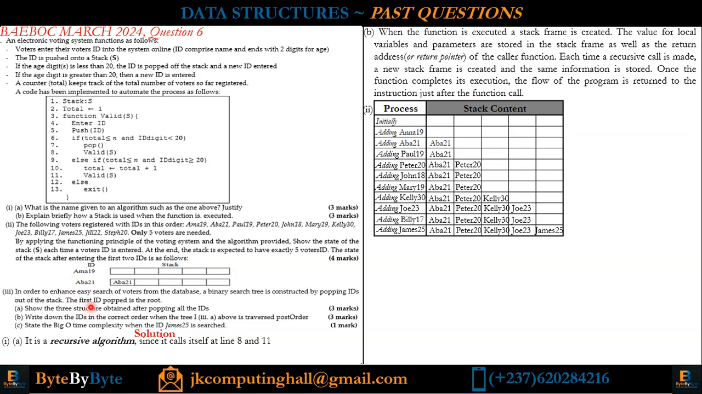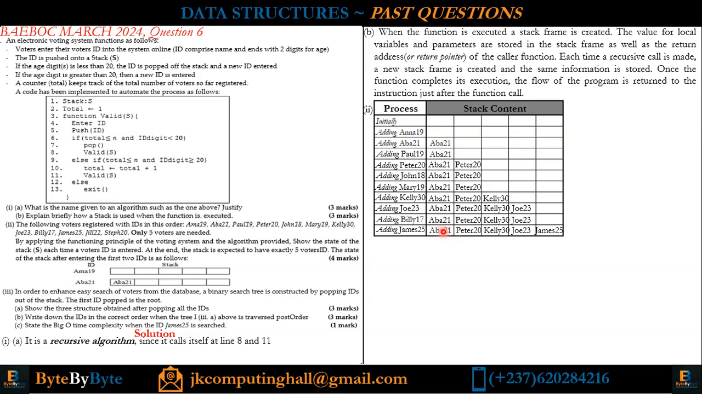Sub 3. In order to enhance easy search of voters from the database, a binary search tree is constructed by popping IDs out of the stack. The first ID popped is the root. Now, dear students, that's why I love this question, because it goes across most of the different sections we saw under this chapter, subroutines, as well as some different notions of algorithms.